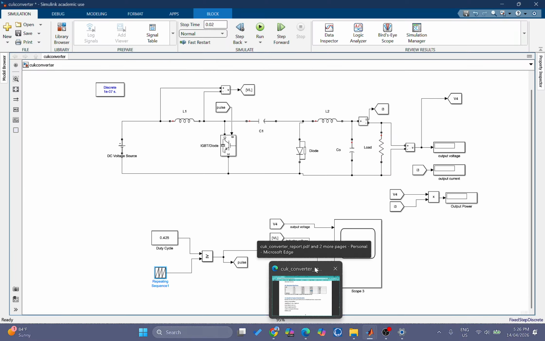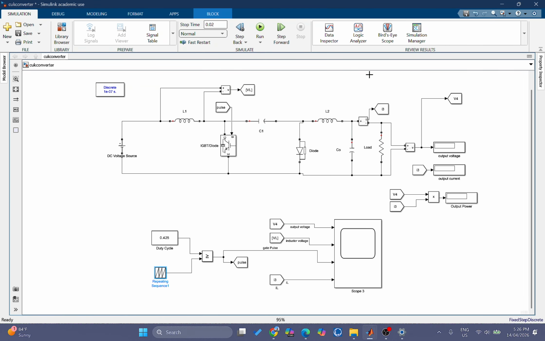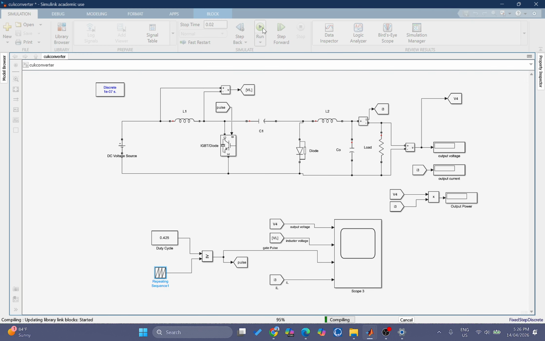Okay, let us simulate once and see what happens. Okay, the duty cycle should be 0.25. We are doing the simulation test of this one, case 3: 35 volt, 100 watt, 6.25 ohm, 0.425 duty cycle. And let's see what happens at the output.